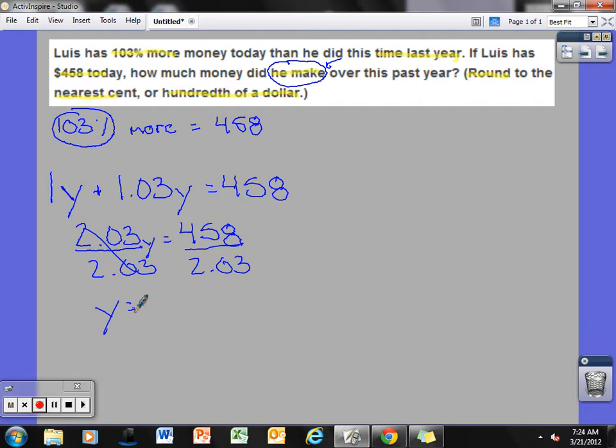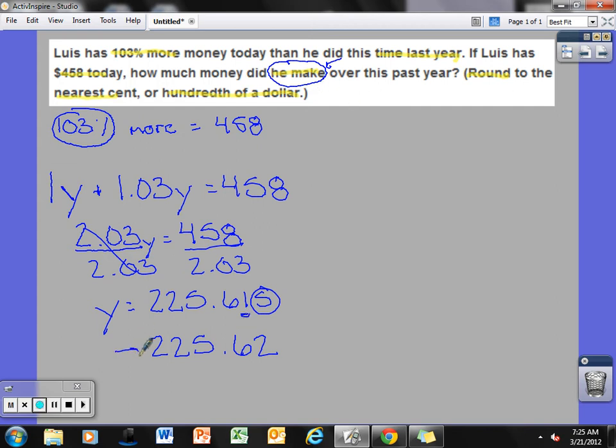458 divided by 2.03 will give me an answer of, now I'm going to round it to the nearest hundredth of a dollar. So it gives me 225.6157635. If I'm rounding to the nearest hundredth of a dollar, that's $225.61 and 5 thousandths, but I only take it to the hundredths, so that 5 doesn't round that one up. So that tells me last year, before this year's huge profits, he had $225.62.